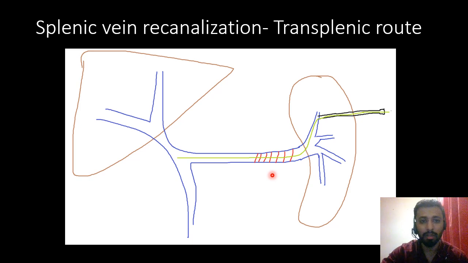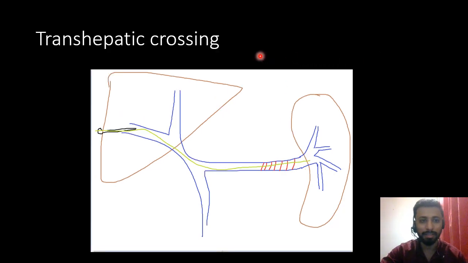So what we do in splenic vein recanalization is that we use ultrasound. Through ultrasound, we directly puncture the splenic vein, send a wire through the splenic vein, and cross the occlusion with the wire. This is the transsplenic route. We can do the same thing through the transhepatic route as well. Directly puncture the portal vein under ultrasound guidance, send the wire across and cross the occlusion.